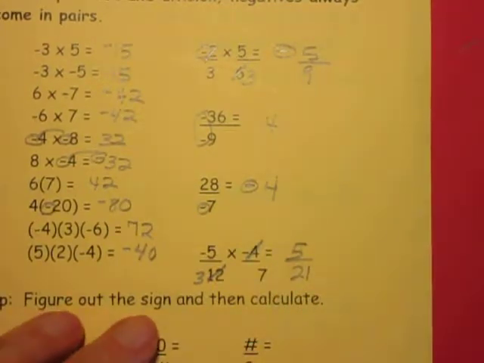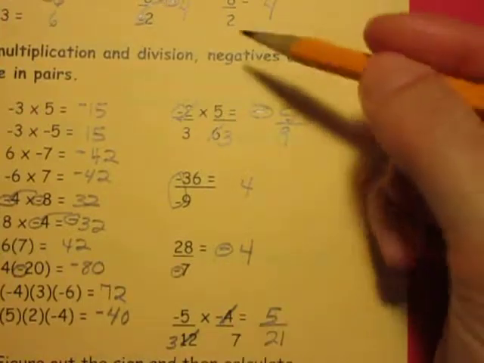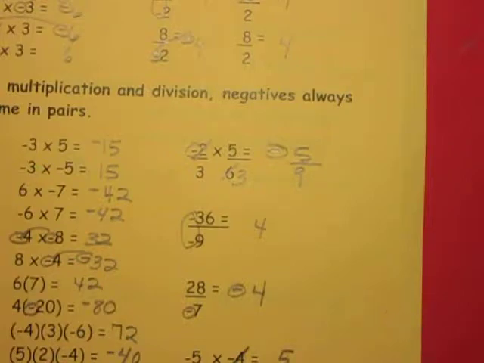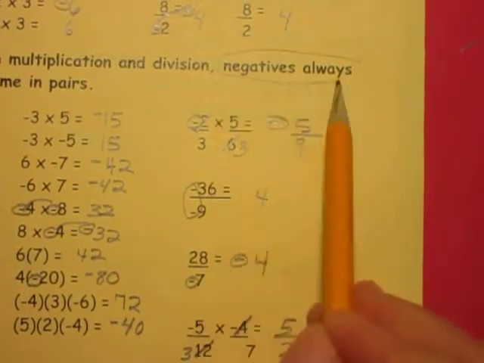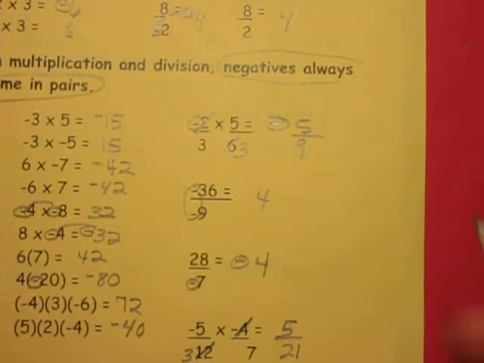Okay, I'm trying to think what else I wanted to remind you of. On each of these cases, I just want you to remember you've got two components. You've got to figure out the sign, and then you've got to do the calculation piece. Another reason why I like this, the whole idea of negatives come in pairs, is that it comes into play when you start dealing with exponents.